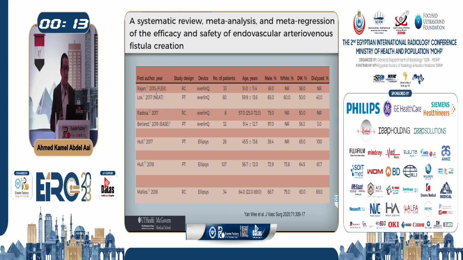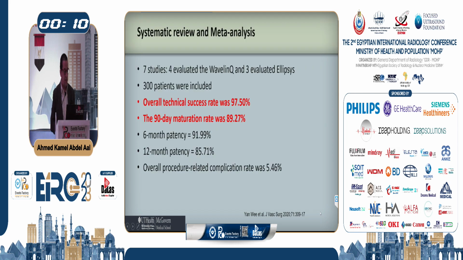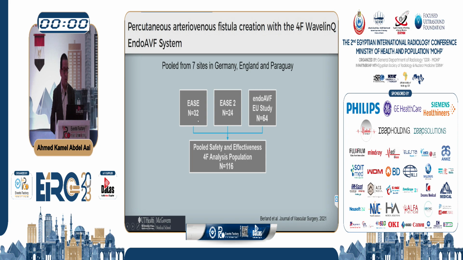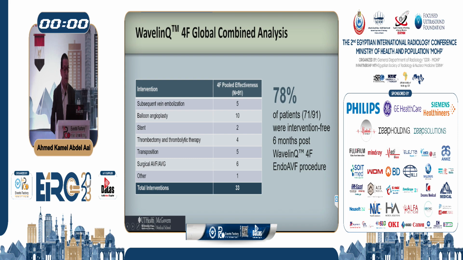This is a systematic review or meta-analysis of almost 7 studies, including 300 patients. The technical success, as you can see here, is 97%. The 90-day maturation rate is 90%, which means at 3 months, 90% of these patients had already matured. Patency at 12 months, still patent and functional, is 85%. This is the EASE trial, which was done in Germany, England, and Paraguay. EASE 1 and EASE 2 were in Paraguay, and then the European study was in England and Germany. Again, showing great results, and 78% of these patients were intervention-free at 6 months.